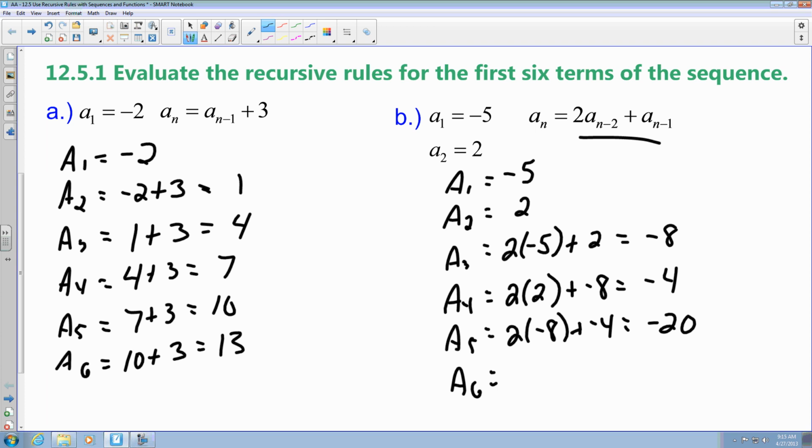So I'm just using the preceding values that they tell us in the sequence with the general equation. So I got 2 times -4, that's negative 8, plus negative 20, which is going to give me negative 28. So the pattern in this sequence is going to be negative 5, 2, negative 8, negative 4, negative 20, and negative 28.